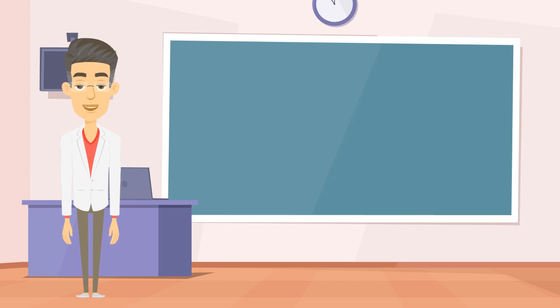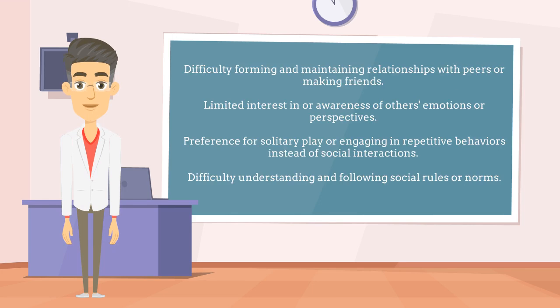Social interaction difficulties may present with difficulty forming and maintaining relationships with peers or making friends, limited interest in or awareness of others' emotions or perspectives, preference for solitary play or engaging in repetitive behaviors instead of social interactions, difficulty understanding and following social rules or norms.